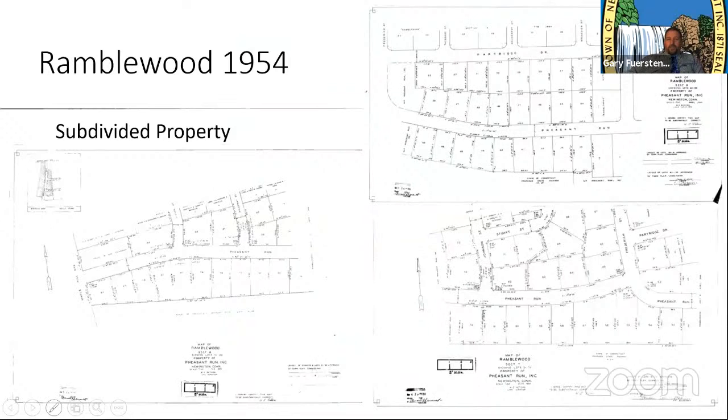Here's the 1954 Ramblewood subdivision. This slide here is showing the west end. Here is the central portion of Pheasant Run. Pheasant Run here, Frederick Drive coming in. When you see this little bump out, that's the area of concern here. And the slide at the top here is the east end of Pheasant Run with Willard Avenue down here on the far right. Next slide.